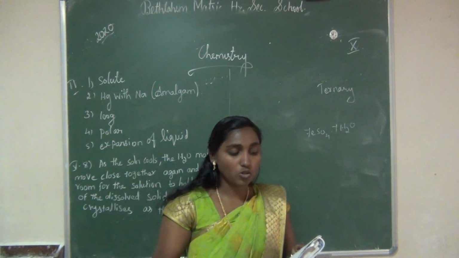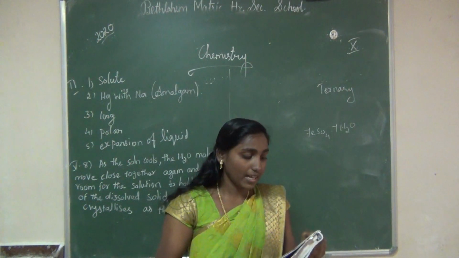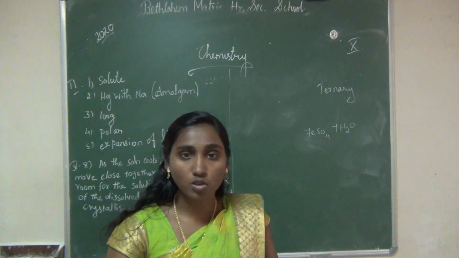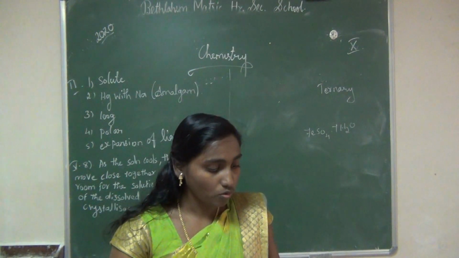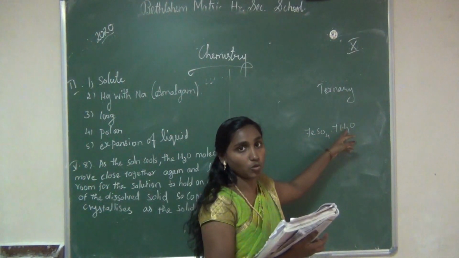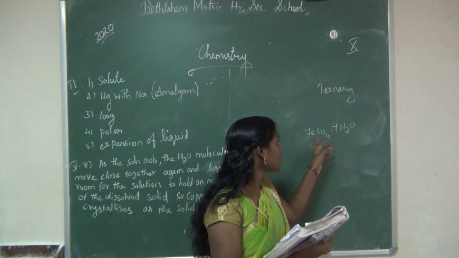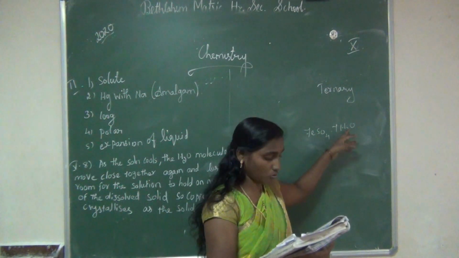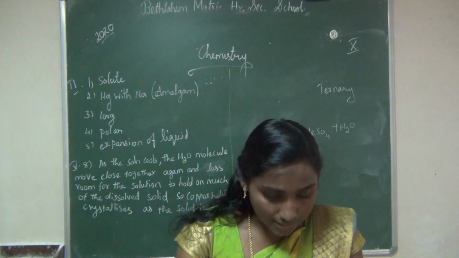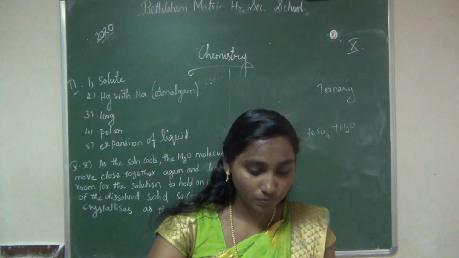True or false? First one answer false. You should change binary to ternary. Then second one answer false. You should change solvent to solute. Then third one true. Fourth one false. Instead of MgSO4 7H2O, you should write FeSO4 7H2O. Then fifth one answer true. Okay. Then short answer, I think 6 questions we marked, right?